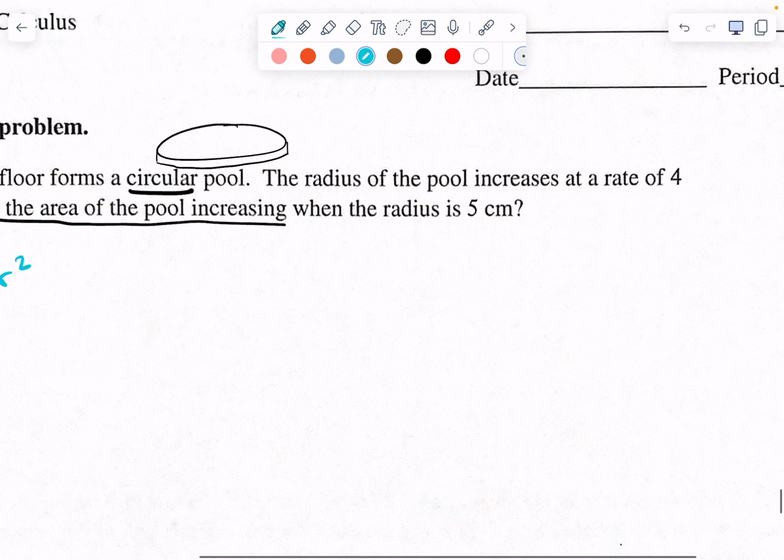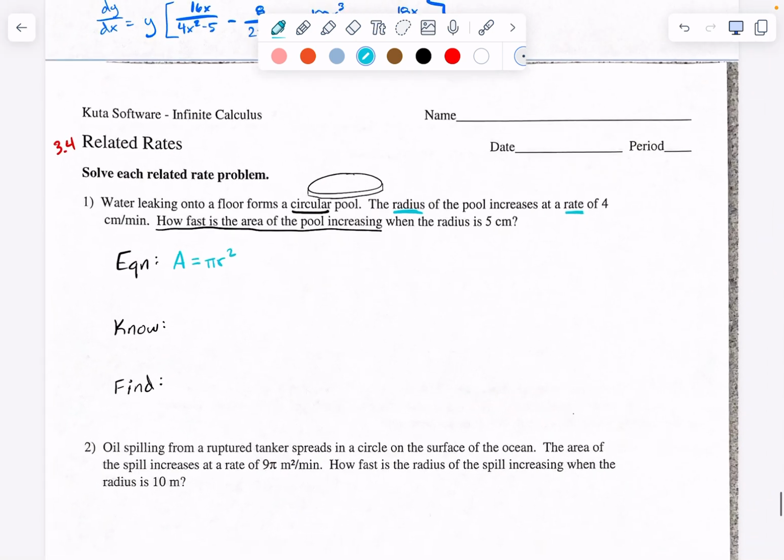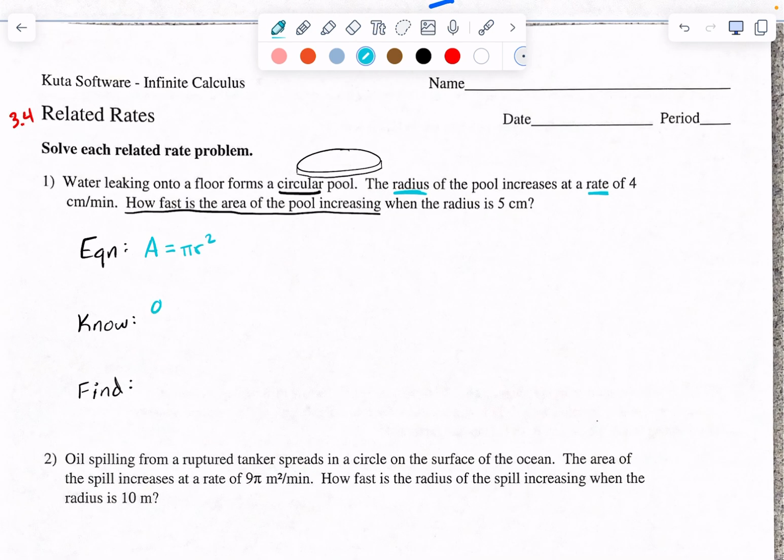The radius of the pool increases at a rate. So the rate of the radius, dr/dt, is 4. How fast is the area increasing? That's the rate of the area that we're trying to find. What's that called? The rate that the area changes, dA/dt. That's what we're trying to find, the rate that the area changes with respect to time, when the radius is 5.